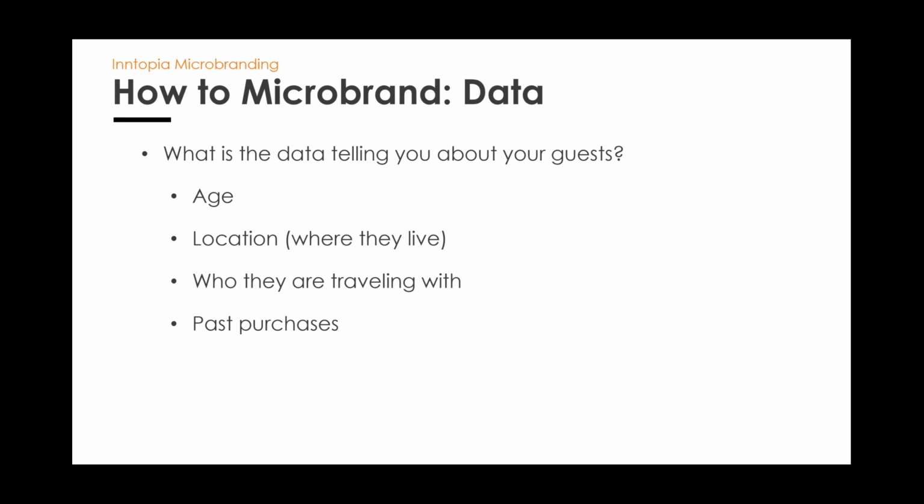Some of the basic information that we have on most everyone is age, the location, so where they're traveling from, who they're traveling with, so if there's kids in the reservation or if there's two adults, so you have an idea of who they're traveling with, and past purchases, any past purchases they've made at your property. All these data points tell you something about that individual, and hopefully you have lots of enhanced data points that really paint the picture.